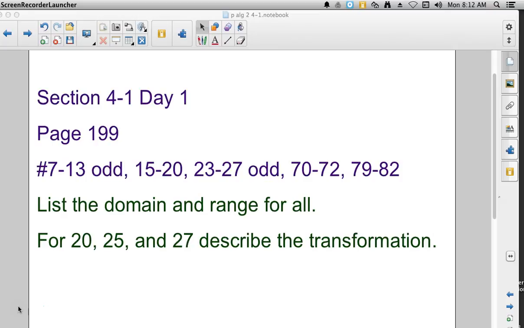So, and as it says, list the domain and range for all of them because they don't give you enough practice at that. And then for 20, 25, and 27, describe the transformation, you know, before you do it. Write down, hey, this is going to translate 2 to the right and 3 down, those type of things. But don't forget about 8 as well. And always think order of operations when you're describing that transformation. So you start inside the parentheses, go out to the a value in the front, and then talk about the up or down.